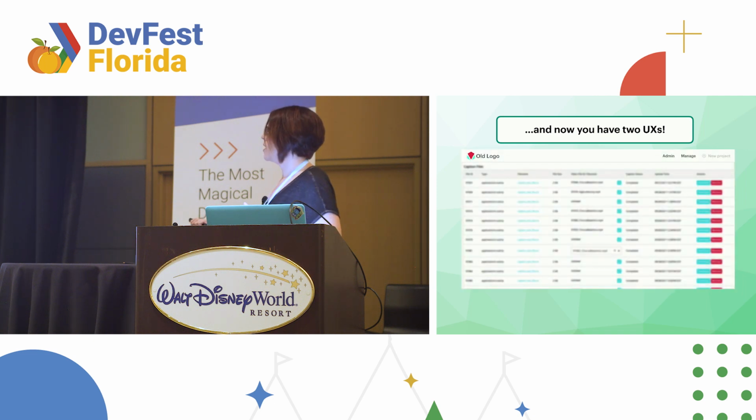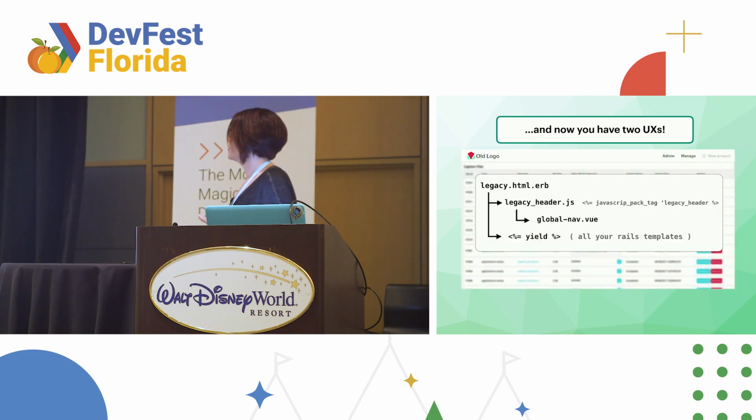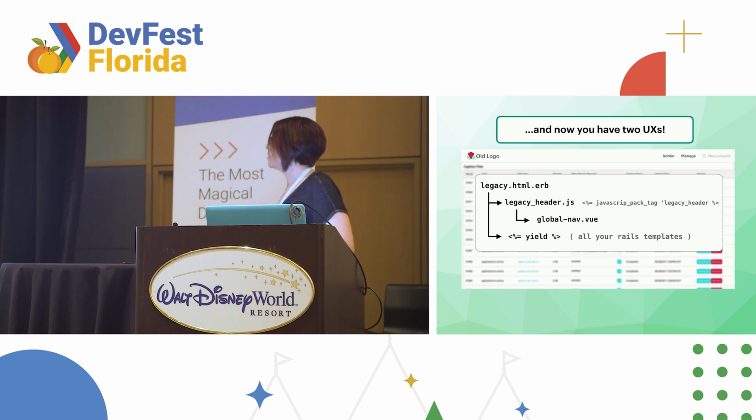And now we have our legacy user experience, which still has users. And then here we can call in our legacy header pack tag just for the global nav component without the rest of the single page application. And then I still have my yield where I can bring in all of my Rails templates.